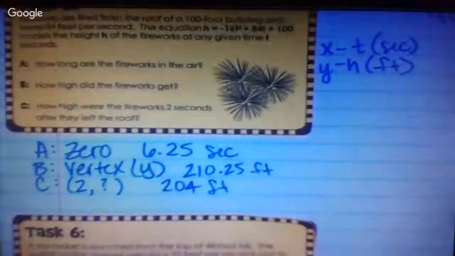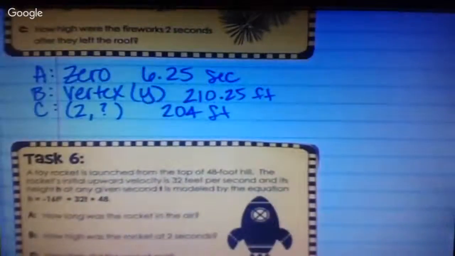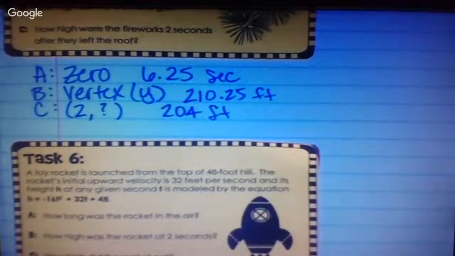Okay, here should have been your answers for task 5. 6.25 seconds. My firework has come down and hit the ground. It went as high as 210.25 feet in the air. And after 2 seconds, it was already 204 feet in the air. Think about it. Right after it gets shot off, it goes whoop, and then it slowly comes back down. So almost immediately, it's already almost at its maximum height. It goes very, very fast up in the air.